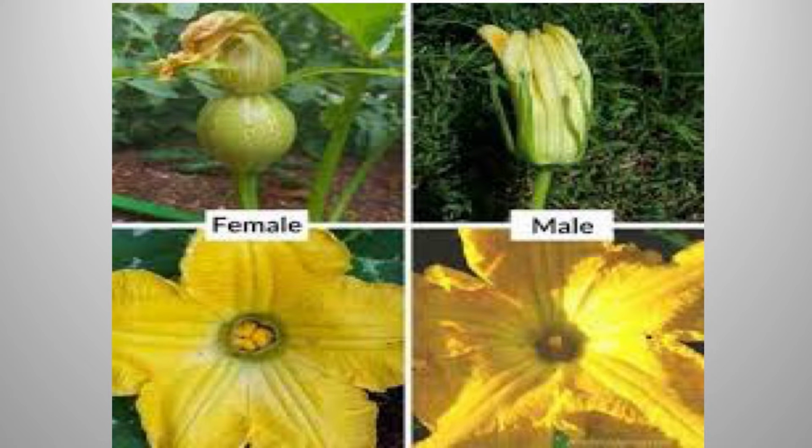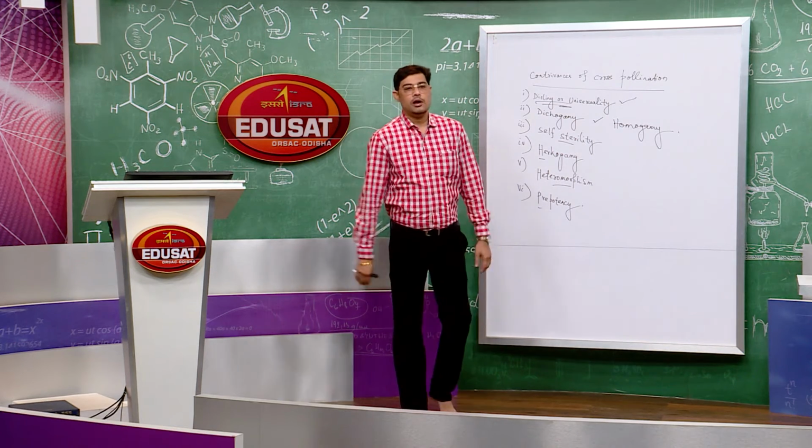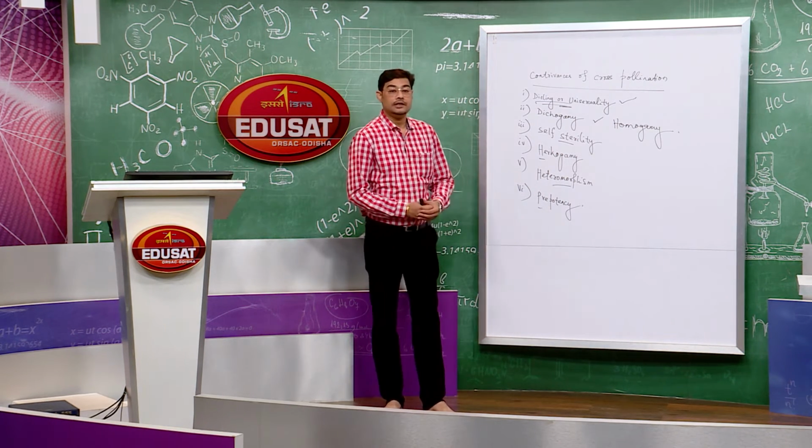Now, you can see this is a Cucurbita plant, a pumpkin plant, with both male and female flowers. Naturally, when a single plant bears both male and female flowers, the chances of geitonogamy are more, which genetically is a type of self pollination, but ecologically is a type of cross pollination. So, this is something about dicliny or unisexuality.